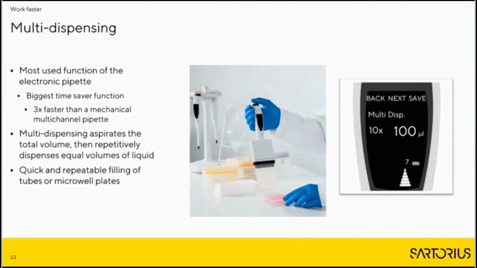Here, multi-dispensing is perhaps the most used mode with an electronic pipette, and can definitely be one of the biggest time savers. It can typically be 3 times faster to fill a microwell plate compared to a mechanical pipette. How it works is you aspirate a lot of liquid into the tips, and then you dispense smaller aliquots, typically 8 or 12 times, depending on whether you have an 8 or 12 channel pipette. If you want to fill a 96 well plate, you might aspirate 800 microliters and then dispense 10 times 100. Saves a lot of time and reduces the need to move back and forth.